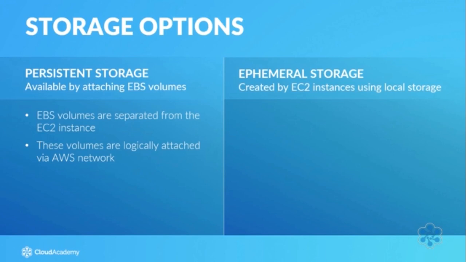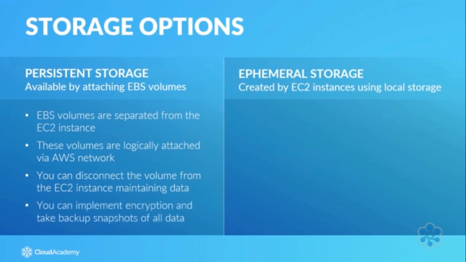The data on EBS volumes is automatically replicated to other EBS volumes within the same availability zone for resiliency, which is managed by AWS. You can disconnect an EBS volume from your EC2 instance and the data will remain intact, allowing you to reattach it to another EC2 instance if required. You can also implement encryption on these volumes if needed and take backup snapshots of all the data on the volume to S3. EBS volumes can be created in different sizes, again with different performance capabilities depending on your requirements.